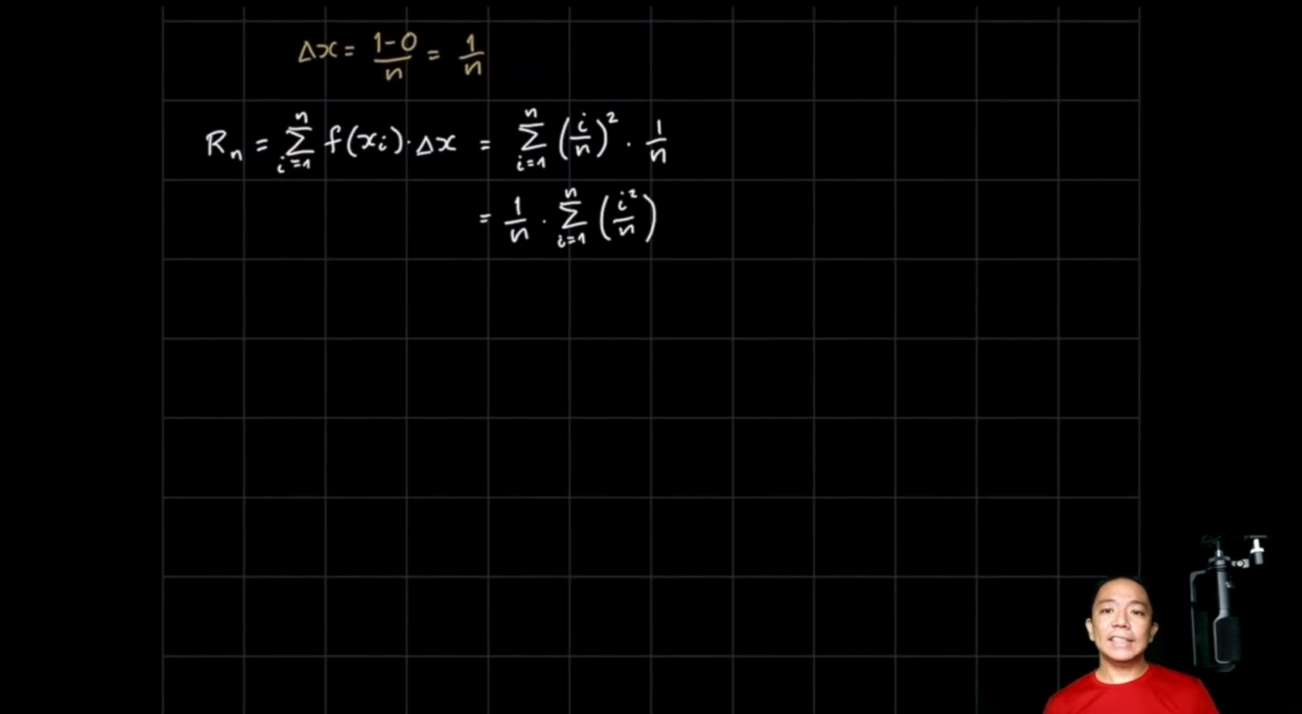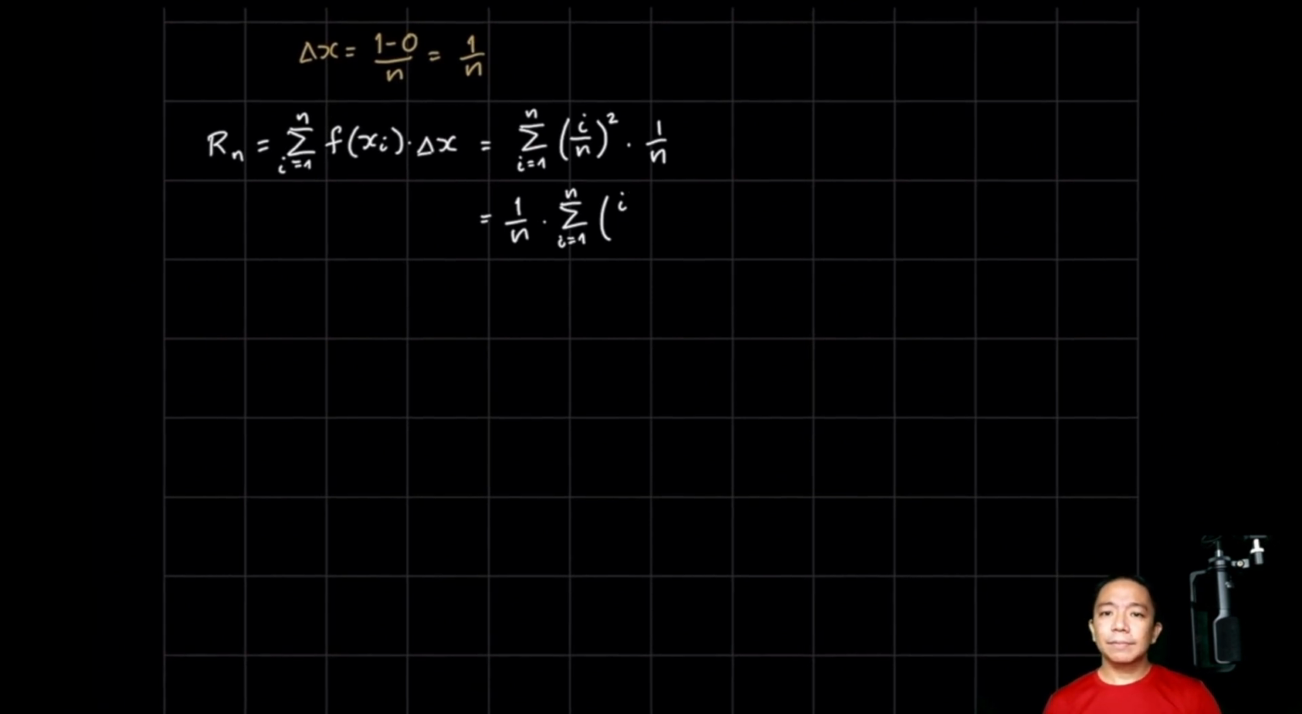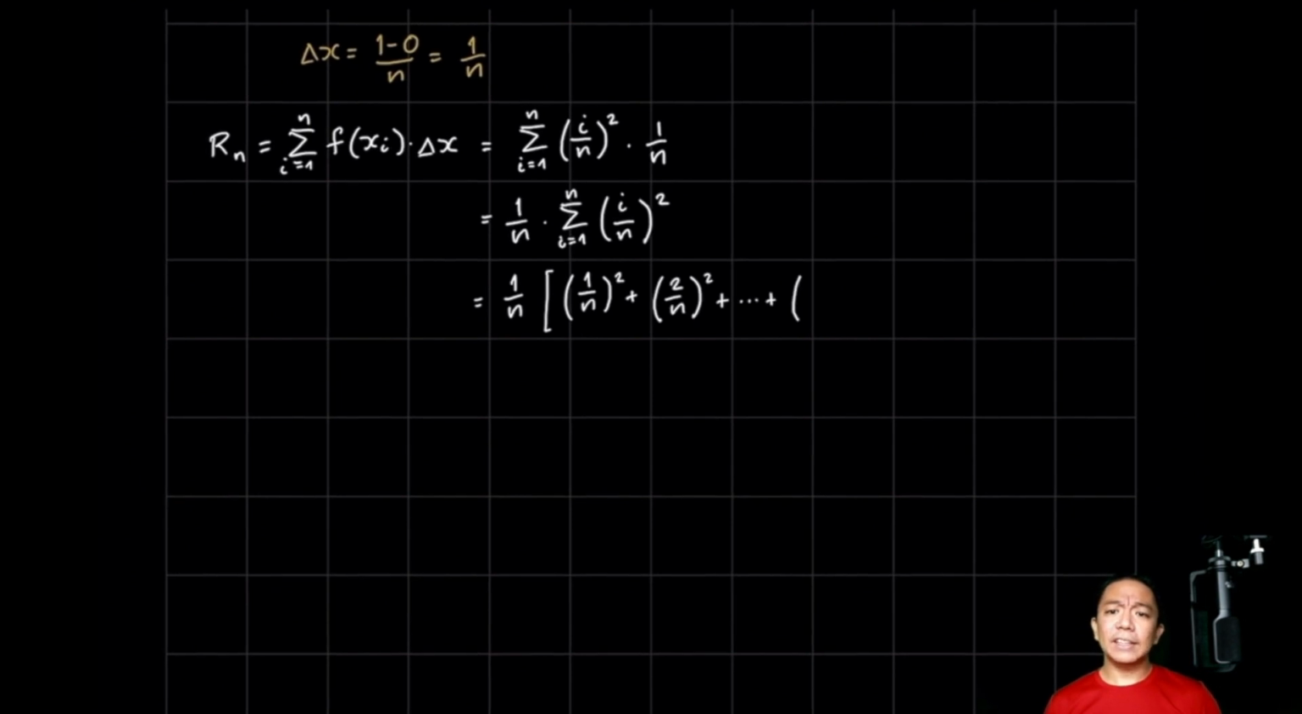We'll rewrite this as 1 over n times the summation from i equals 1 to n ng i over n quantity squared. Then, let's expand the summation. This will be equal to 1 over n times 1 over n quantity squared plus 2 over n quantity squared plus and so on all the way hanggang kay n over n quantity squared.